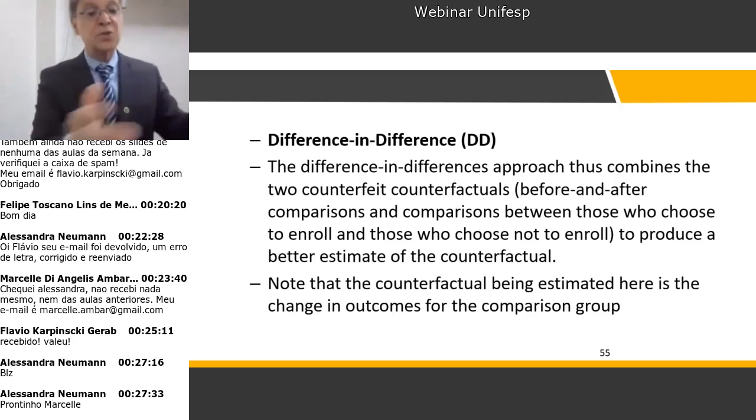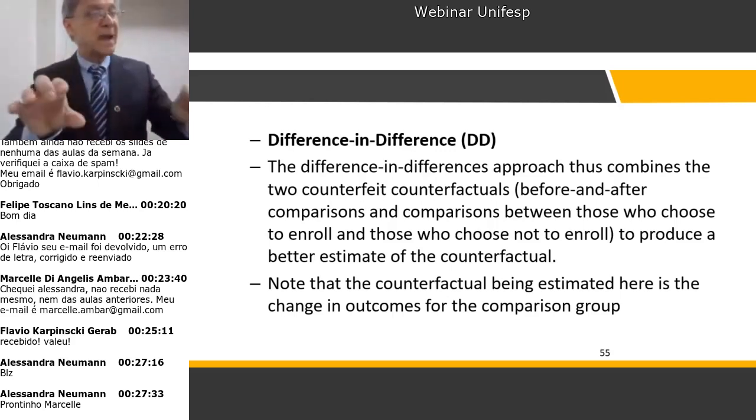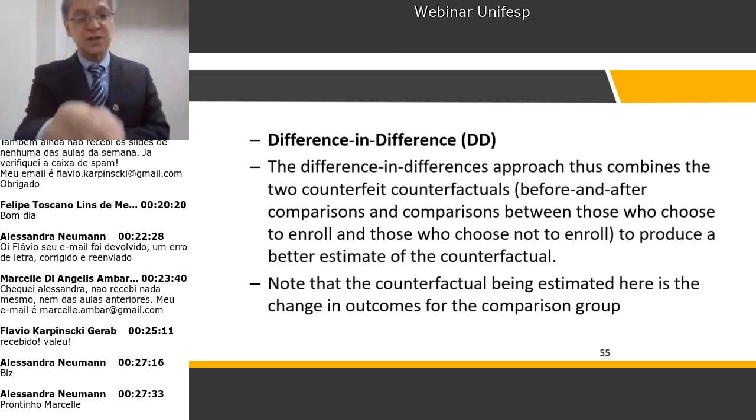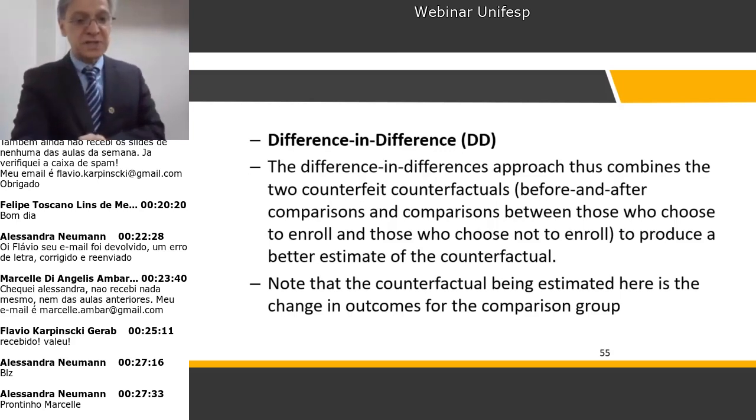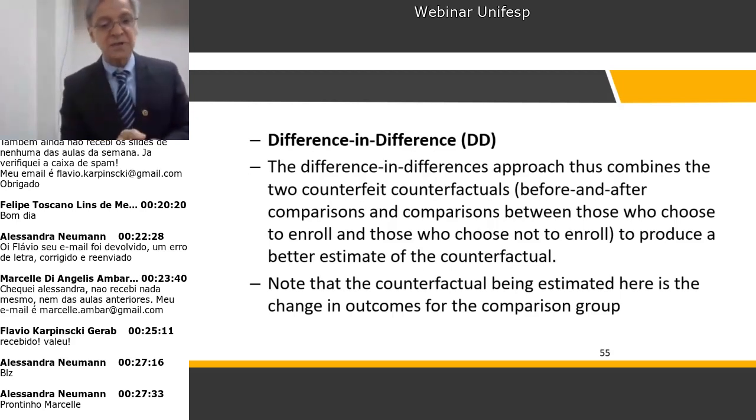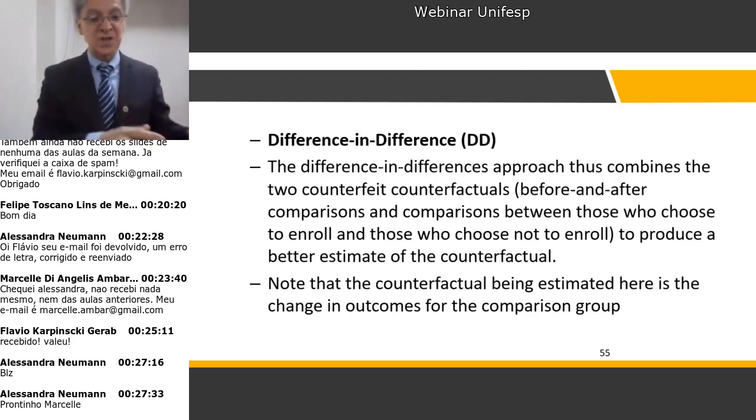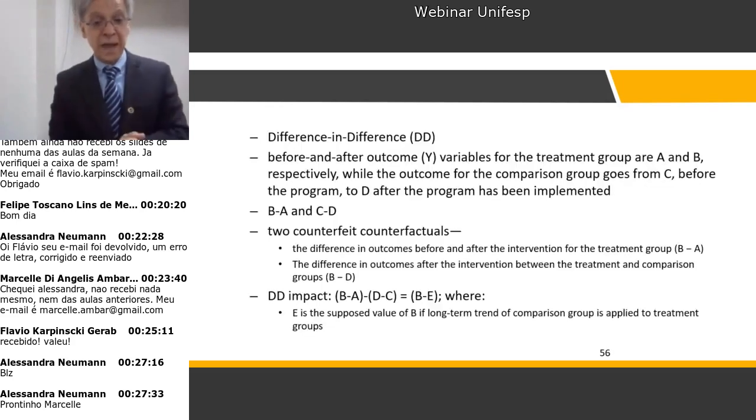So it's there in the lecture. You read it, you understand. I put some math, but it's not too much, and before that point in this lecture there's a little bit of explaining what counterfactual is. So note that the counterfactual being estimated here is the change in outcomes for the comparison group. Here's what the real deal is.